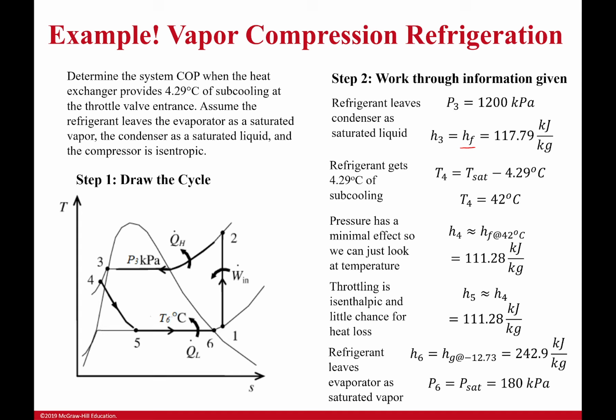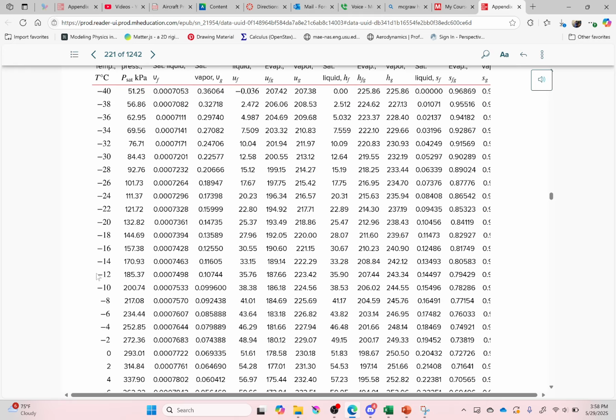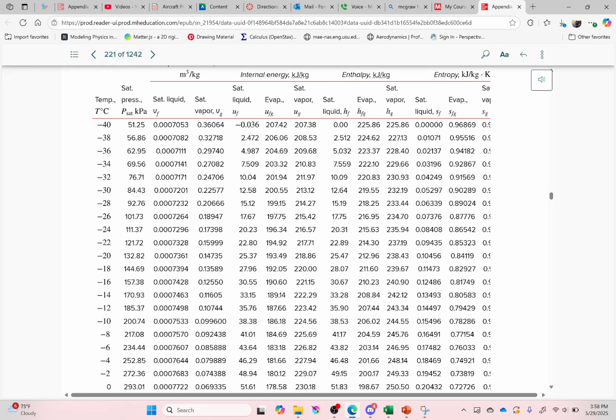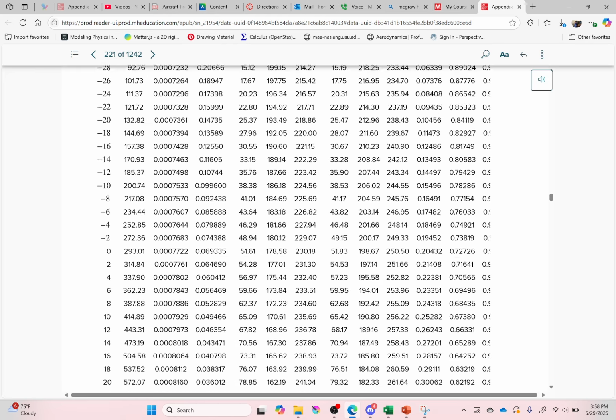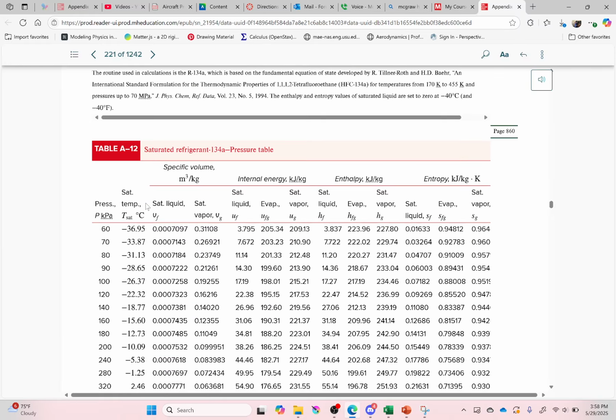Jumping over to the tables now. So here I am in my saturated refrigerant temperature tables. If you look right here, you're not going to find negative 12. Negative 12, negative 14, I would have to interpolate. Don't interpolate. Before you start interpolating, check both tables, because if you can find the temperature in either one of these tables, you're golden.